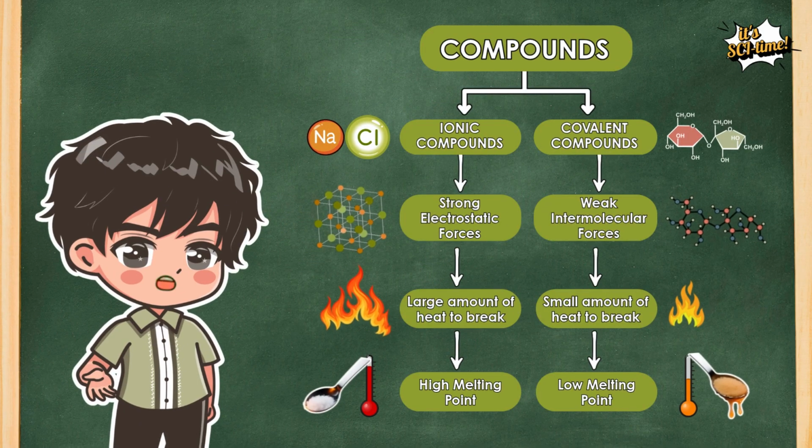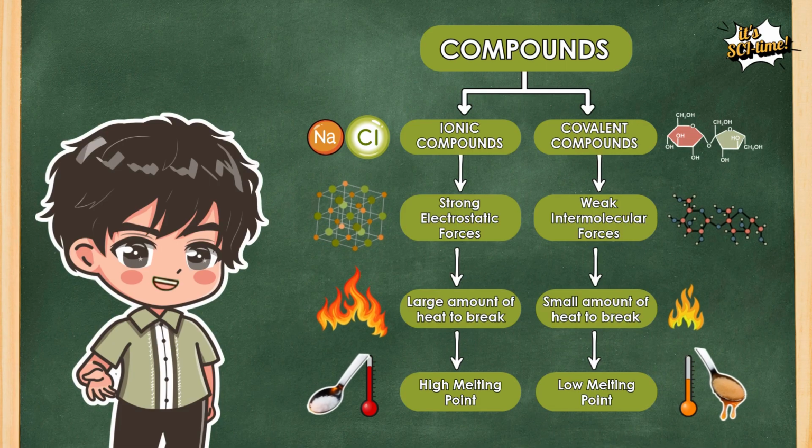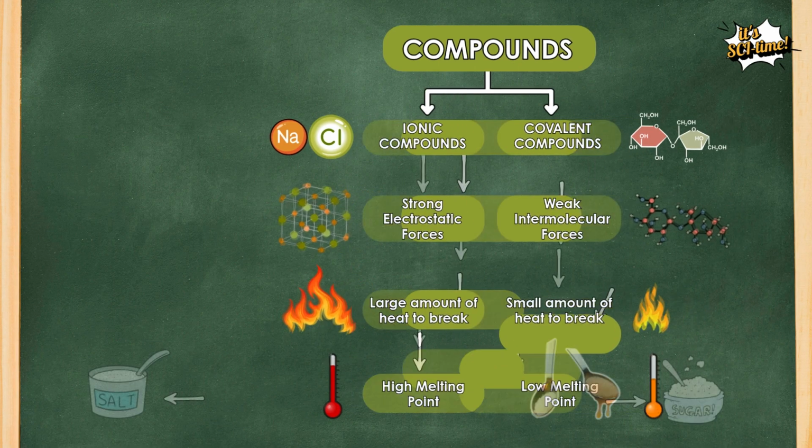Time to recap! Check out this concept map to visualize the key connections between ionic and covalent compounds and their melting points.